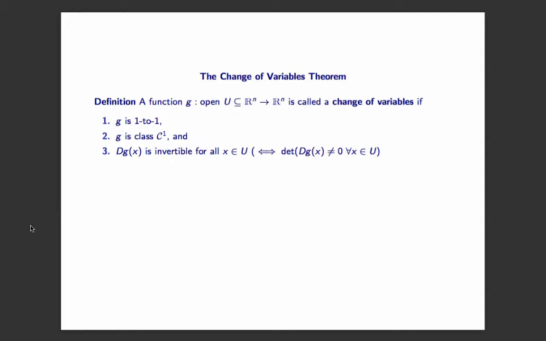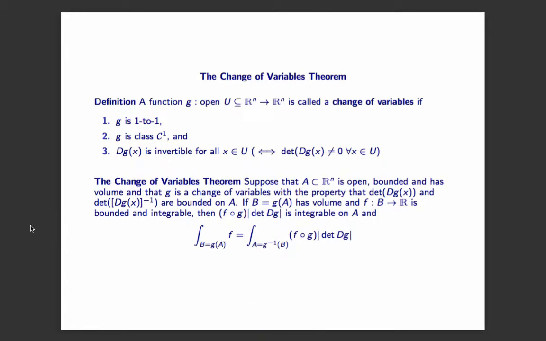So G is 1-to-1, class C1 at least, and the derivative at every x is an invertible matrix, which is to say that the determinant of the derivative matrix is not 0. So the change of variables theorem, again, as given: suppose A is open, bounded, and has volume, and G is a change of variables with the property that the determinant of the derivative and the determinant of the inverse of the derivative are bounded for all x in A.